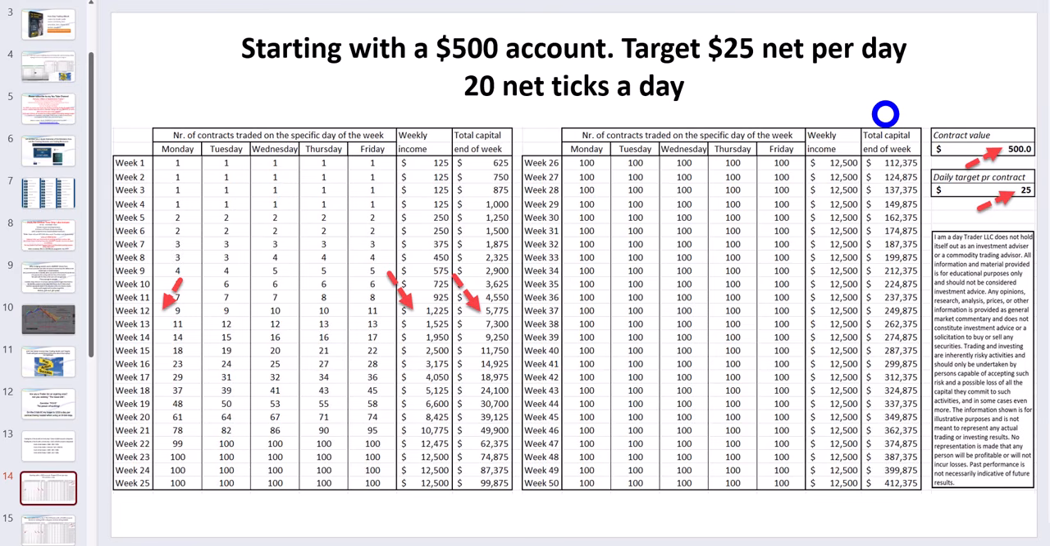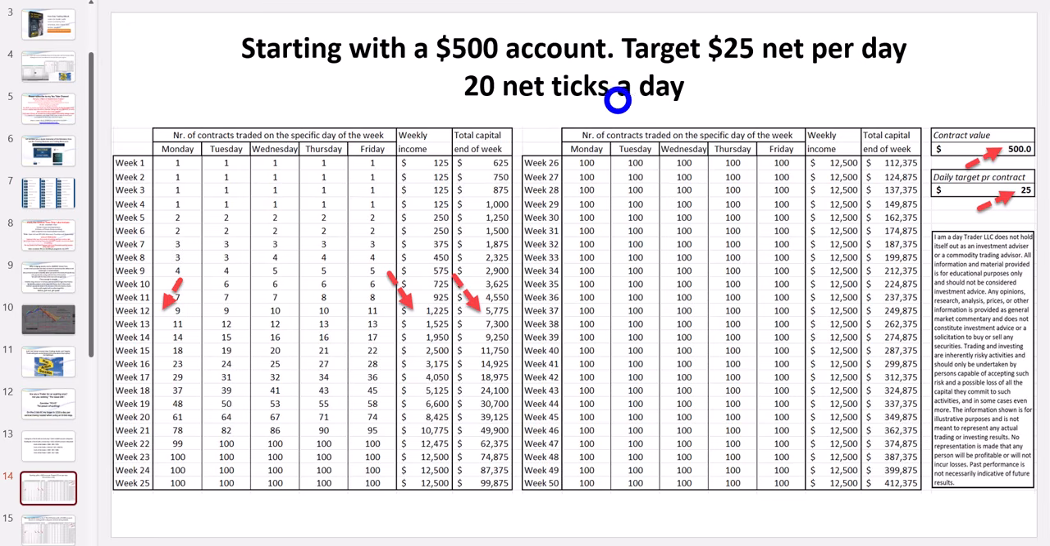What if within 30 weeks, traders, you could be earning $10,000 a week? Would this be worth watching or listening to, taking some of my advice? I've been trading now for 28 years. Absolutely. So please, just for a couple of minutes, really absorb what I'm stating here. If you start with a $500 account and go for $25 a day, that is 20 ticks. That is 20 ticks net a day.